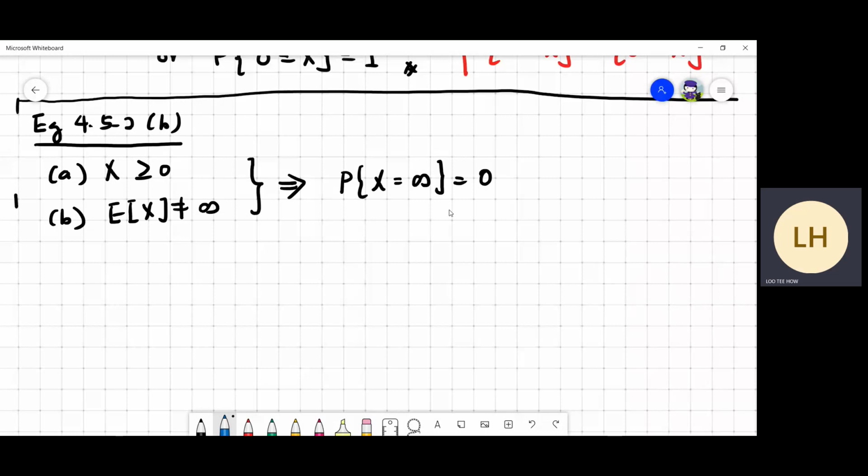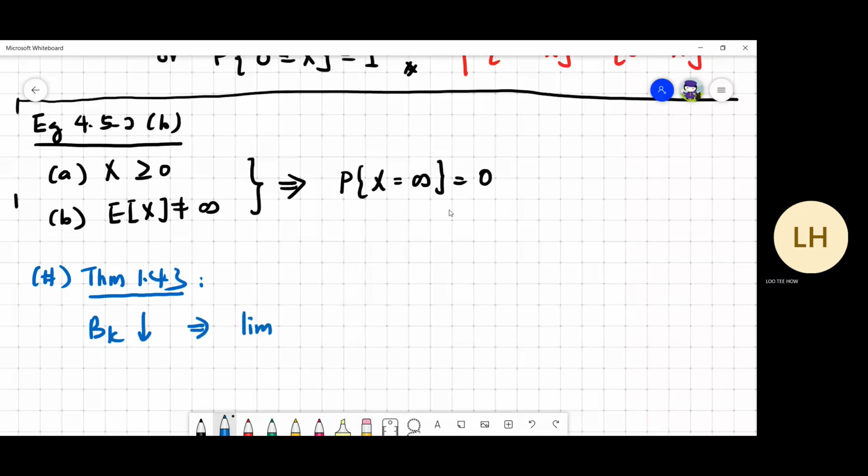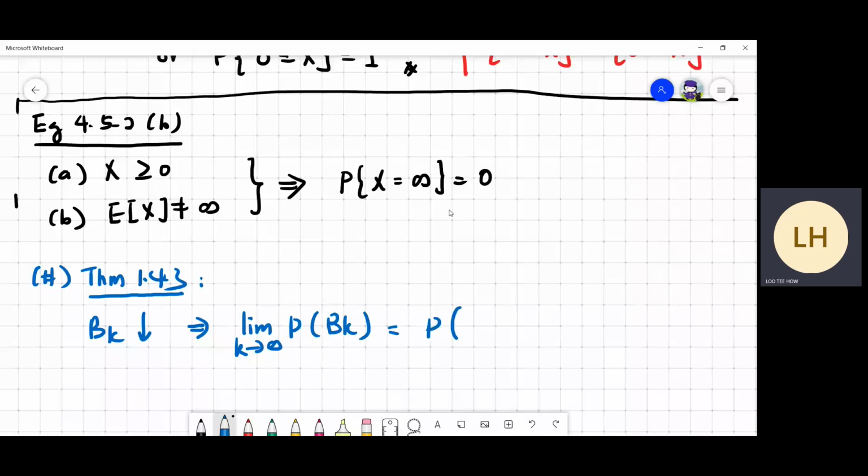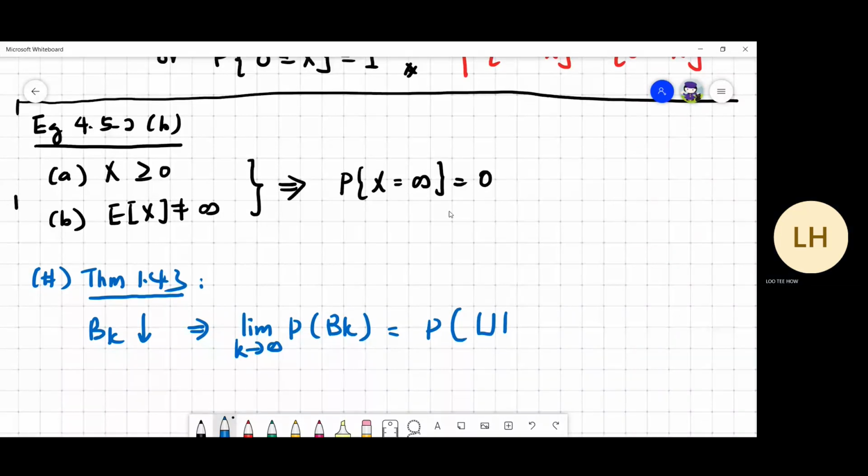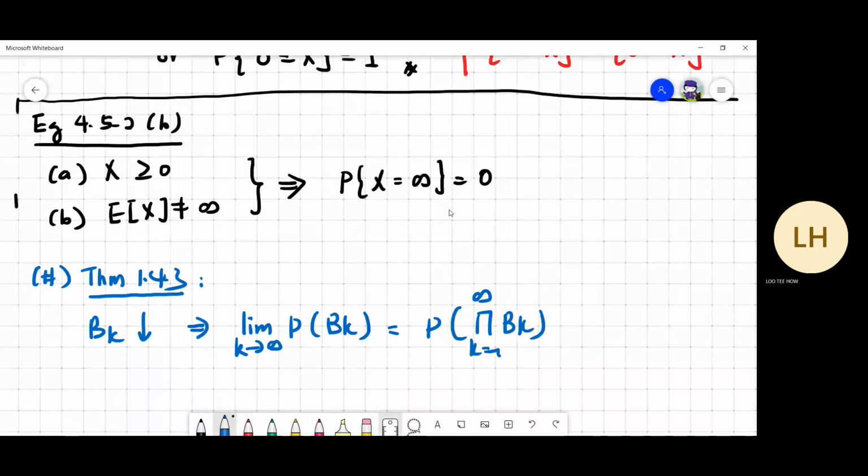All right, so again, the main technique that is needed will be these theorems, the same theorem. However, the other version for this theorem, that is, supposing we have a decreasing sequence of events B_k, then the limit when k approaches infinity for P of B_k will be equal to P of the, sorry, this is not union, the intersection of all the B_k.